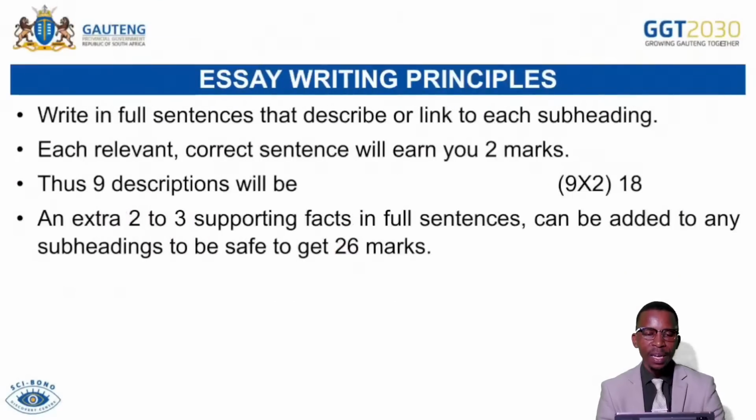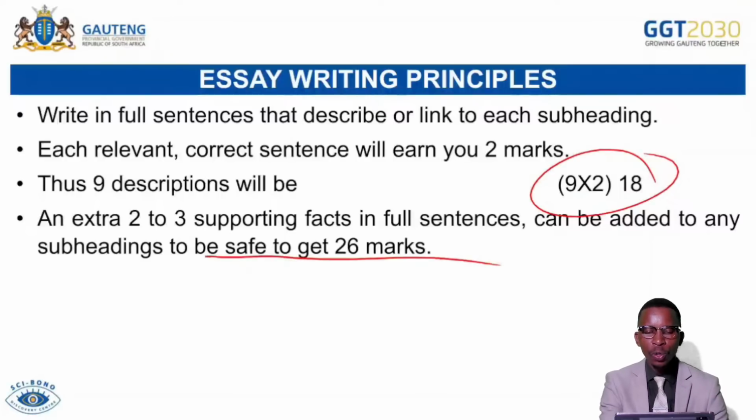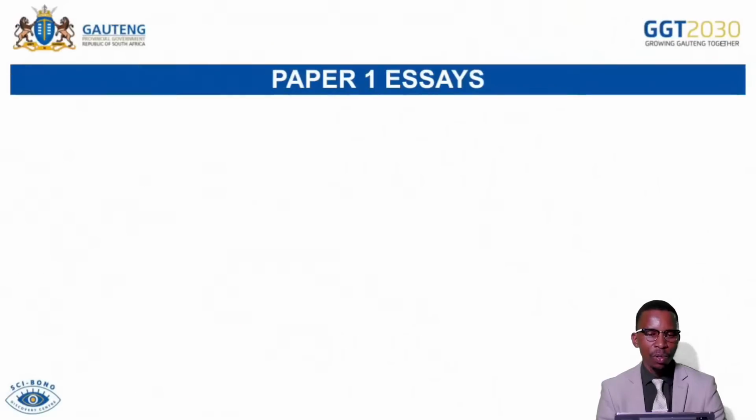That will be wrong. And then here we have some writing principles. Write in full sentences. Each relevant correct sentence will earn you 2 marks. Thus 9 descriptions will be given, and that will be 18 marks. So remember, it's 8 to 18. Then an extra 2 to 3 supporting facts in full sentences can be added to any subheadings to be safe, for 26 marks. And then we continue.